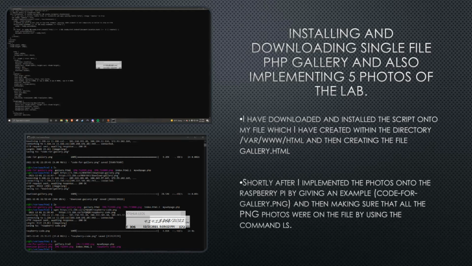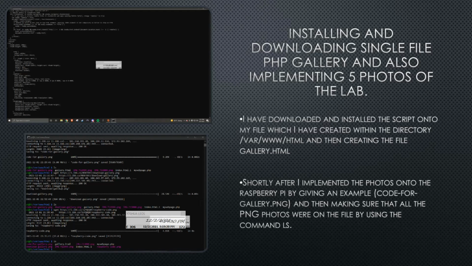After that, you're going to be researching how to get the script for the PHP single file gallery, and you're going to implement that script into a file that you created, which is gallery.html. Shortly after that, you're going to implement the photos onto the Raspberry Pi.